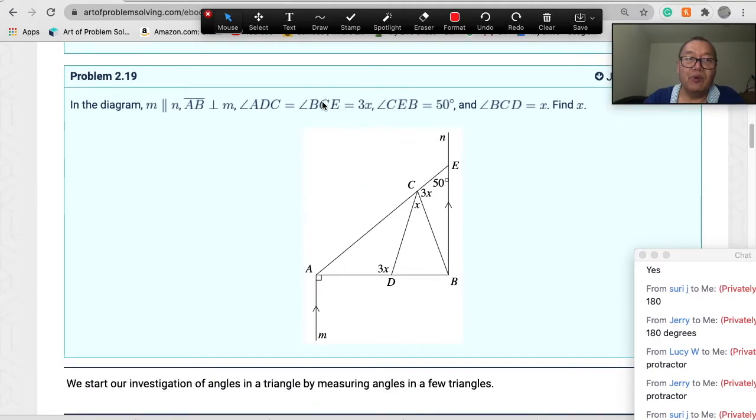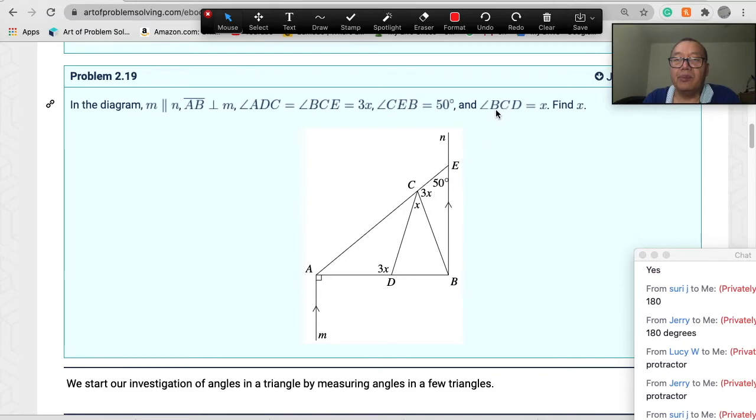Now let's see 2.19. In this diagram, we have M parallel with N. Say M parallel with N, you add an arrow there. That means this one is parallel with this. Then AB is perpendicular to M, so you put a little square here. That means line M is perpendicular to AB. And angle ADC equals angle BCE equals 3 times x degrees. The angle CEB equals 50 degrees.